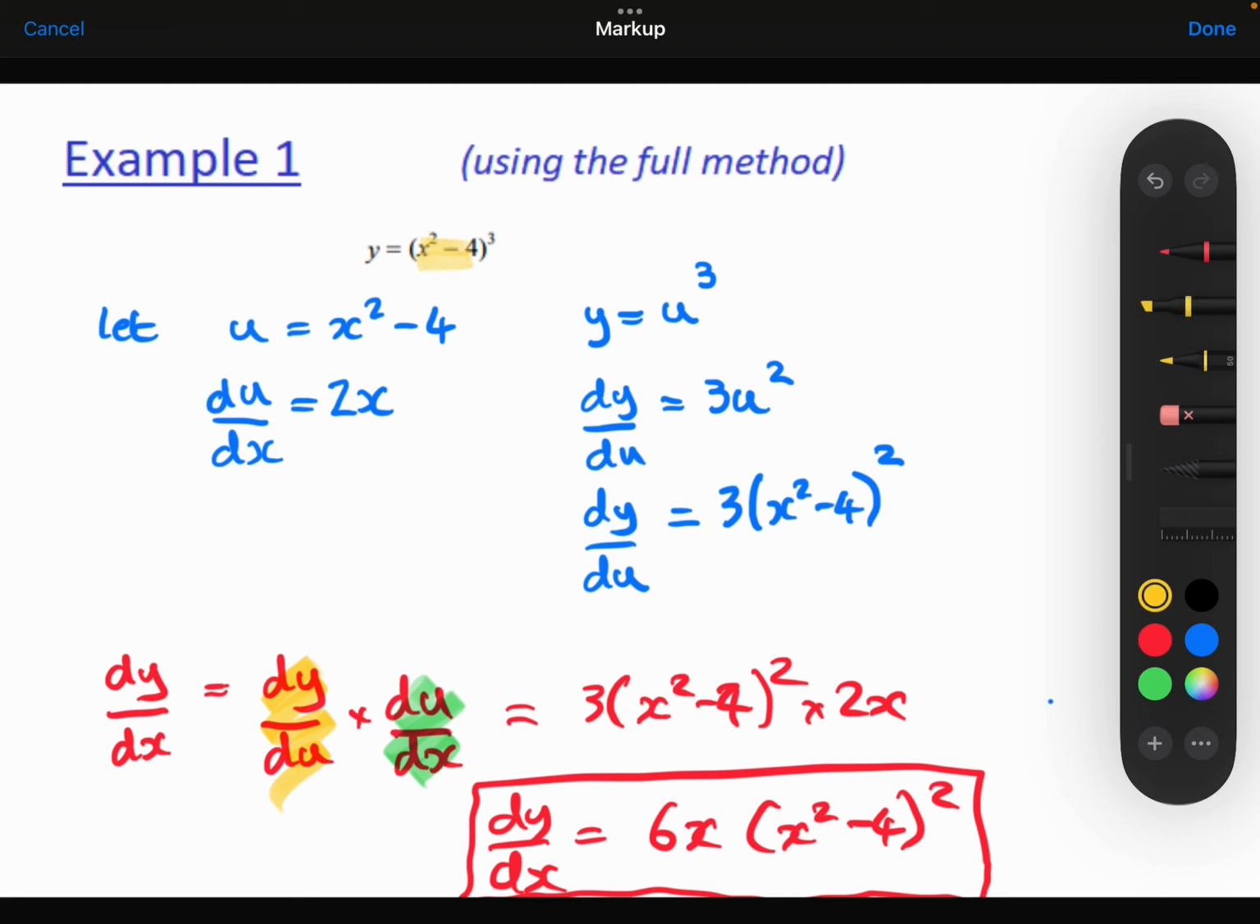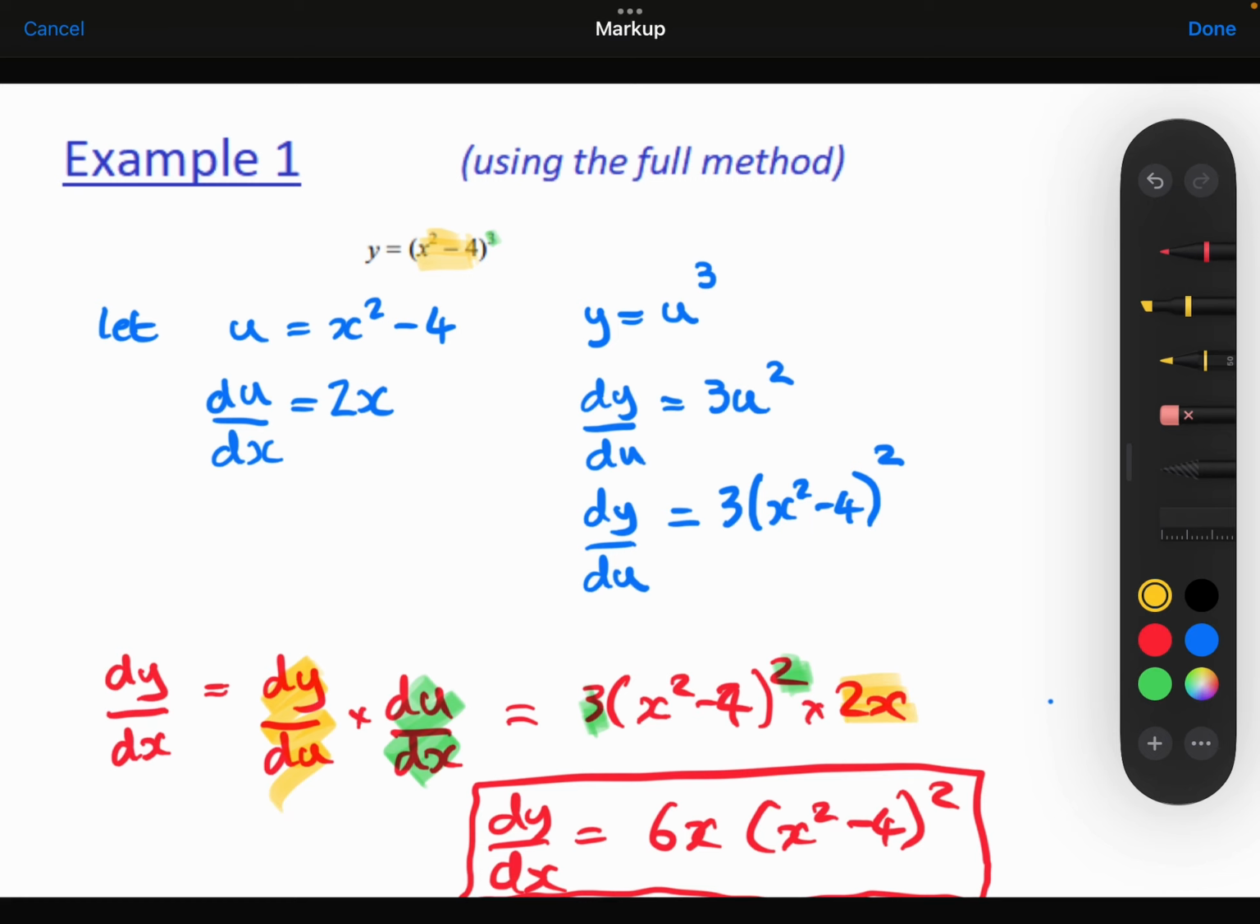First of all, like I said before, recognizing that we've got the x squared minus 4 inside the cubed function. In order to differentiate this, I was differentiating the cubed function, the outside bit. Differentiating the cubed gave the 3 lots of the x squared minus 4 squared. The inside stays exactly the same, the x squared minus 4. Then I multiply by the derivative of the inside function, the derivative of the x squared minus 4.